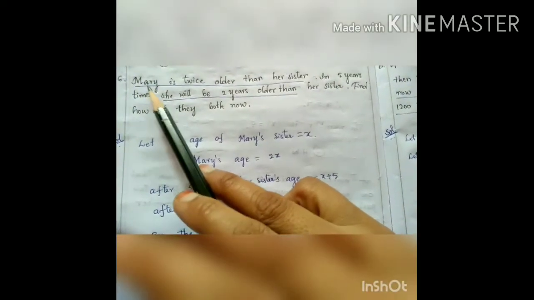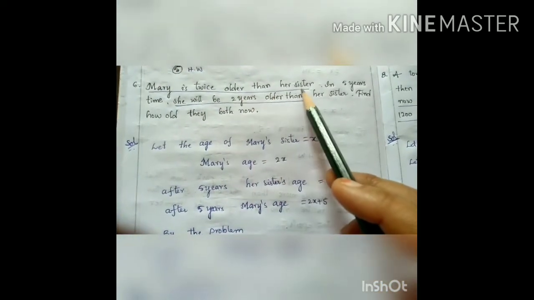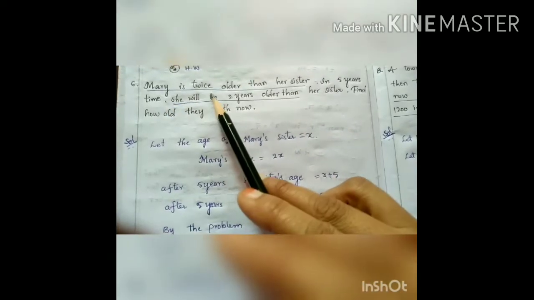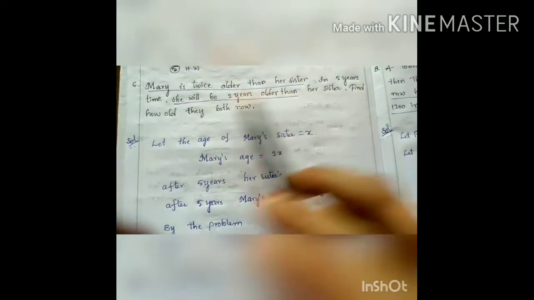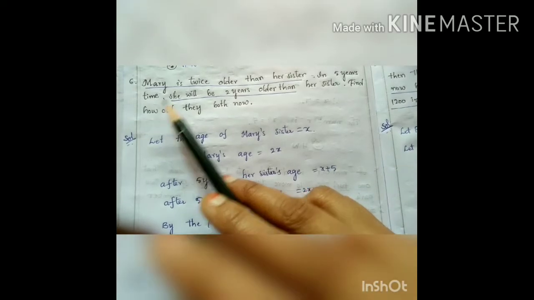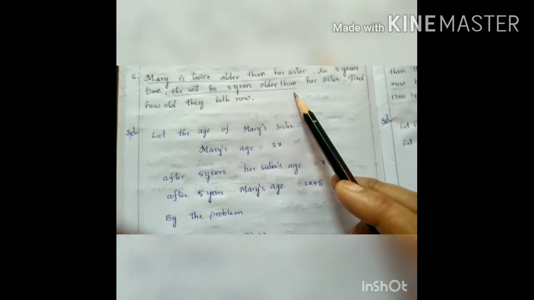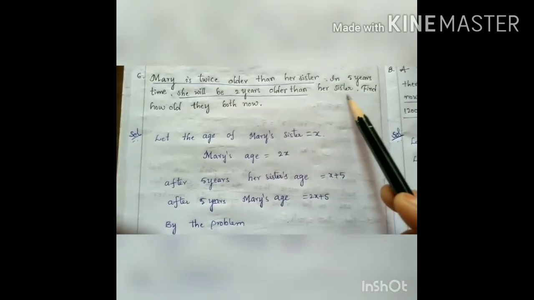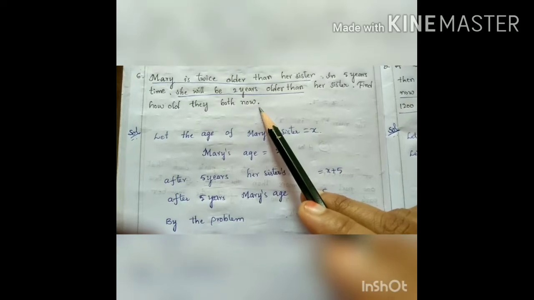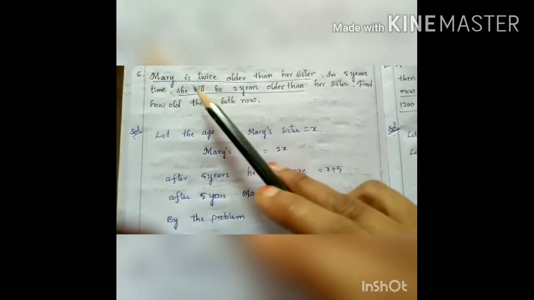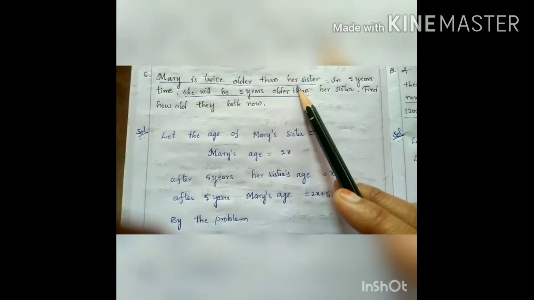Now, sixth question. Mary is twice as old as her sister. In 5 years' time, she will be 2 years older than her sister. Find how old they both are now. You find both Mary's present age and her sister's present age.